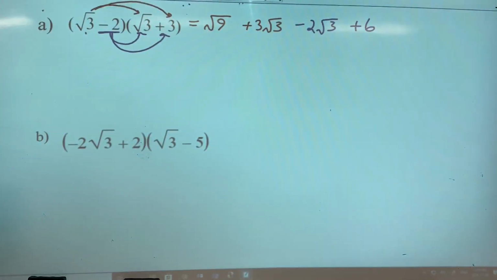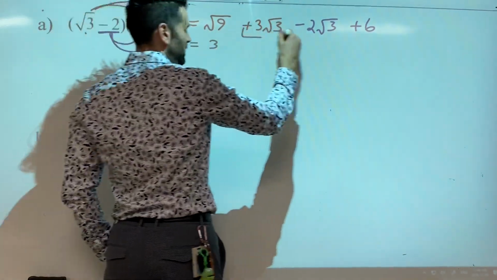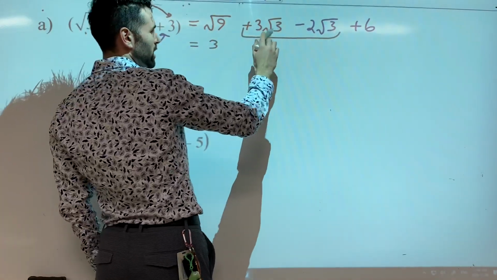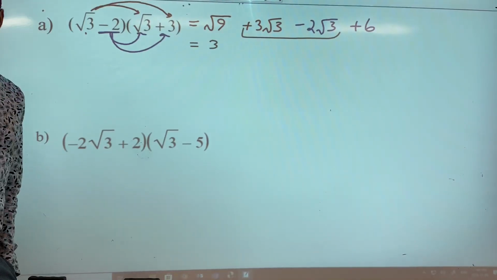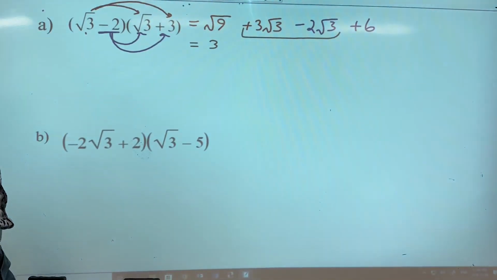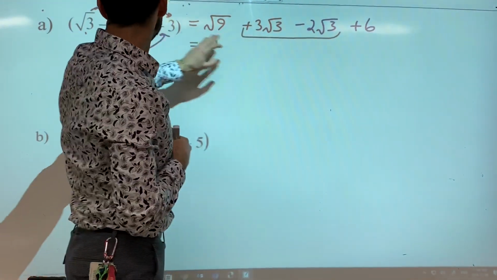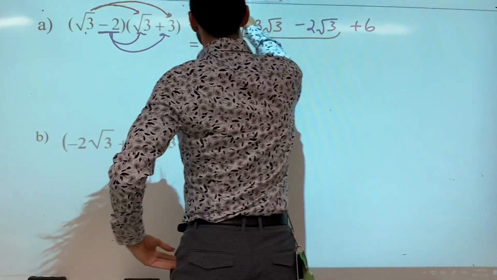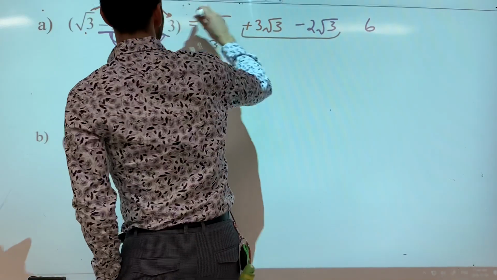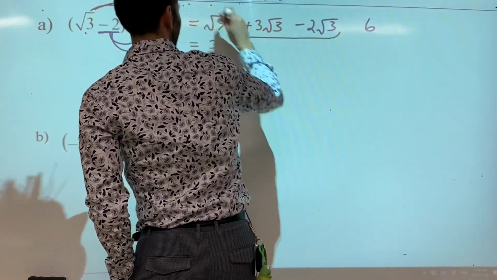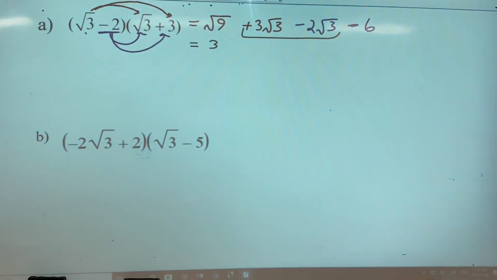Alright, so we can clean it up. Square root 9 is 3. Are these like terms? Yes, they are. How do we know they're like terms? Oh, the last one, it should be negative 6. You guys finally caught it. It took you forever, but I did it on purpose. Yeah, that should have been negative 6. Just making sure you guys are awake.